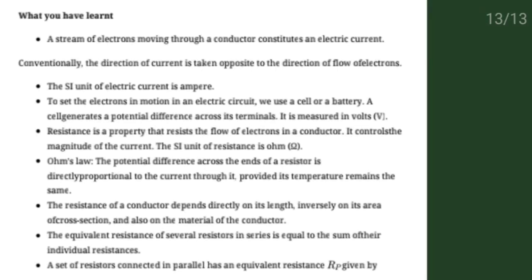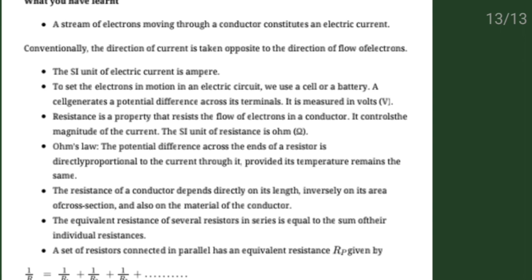Let's quickly summarize what we have learned. A stream of electrons moving through a conductor constitutes an electric current. Conventionally, the direction of current is taken opposite to the direction of flow of electrons. The SI unit of electric current is the ampere. Third, to set the electrons in motion in an electric circuit, we use a cell or a battery. A cell generates a potential difference across its terminals. It is measured in volts. Fourth, resistance is a property that resists the flow of electrons in a conductor. It controls the magnitude of the current. The SI unit of resistance is the ohm.